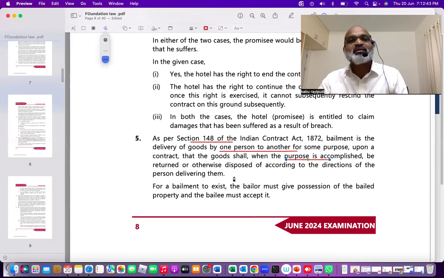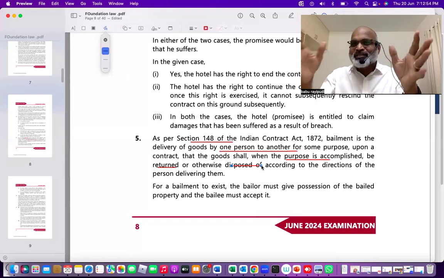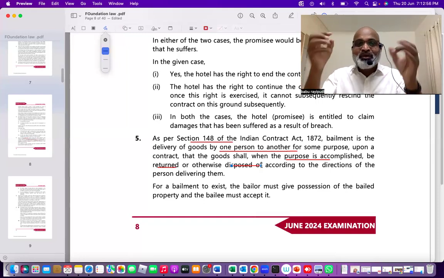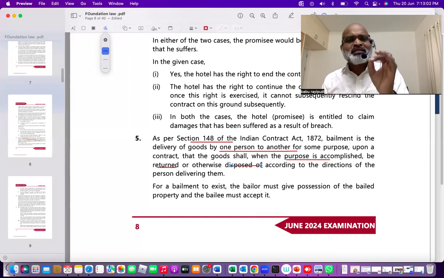Once the purpose is finished, the goods either have to be returned or disposed of as per the direction. So bailment happens only then. In the first paragraph, I'm not trying to explain the concept here. I'm trying to tell you how the answer has to be. This kind of question always begins with the concept.